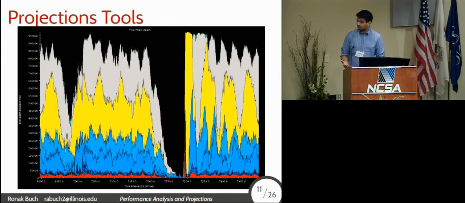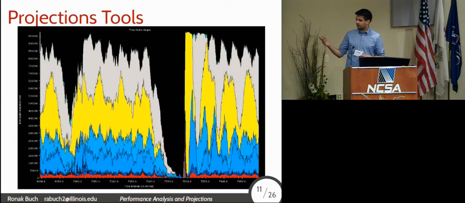Another tool we have is called Time Profile. Here on the x-axis we have time, and on the y-axis we have essentially total execution. Time is bucketed into small intervals. The different colors we see on the graph are entry method executions again. So you can see that in a particular bucket, an entry method is executing for however high its bar is in that bucket.